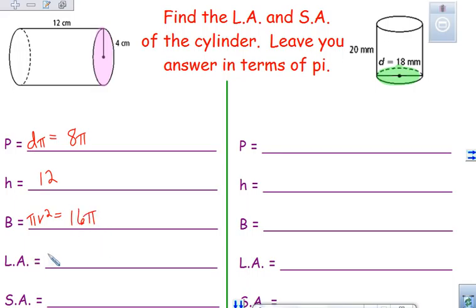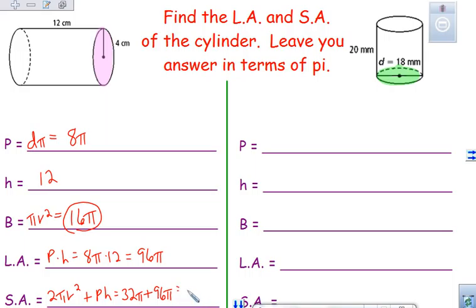So the lateral area is equal to the perimeter times the height, so that's 8 pi times 12, which is the same thing as 96 pi. Our surface area is going to be 2 pi r squared, so the two bases, plus the perimeter times the height. So we need to double this. That gives us 32 pi plus the 96 pi. So 32 and 96 give us 128 pi square centimeters.